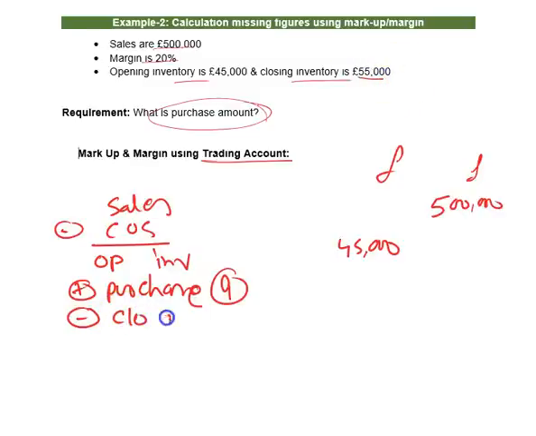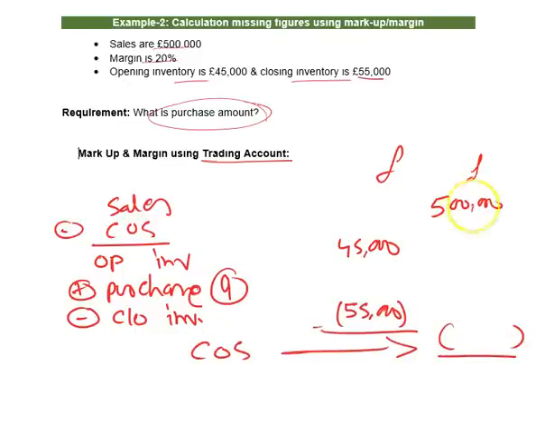So closing inventory, please do write it in full when you write your paper. In deduct, what you're supposed to get is your cost of sales. And from sales, you deduct cost of sales to get your gross profit.